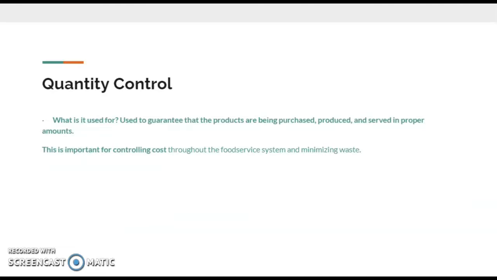Quantity control. Quantity control is used to guarantee that the products are being purchased, produced, and served in proper amounts. This is important because it's going to help with controlling cost throughout the food service system as well as minimizing waste.